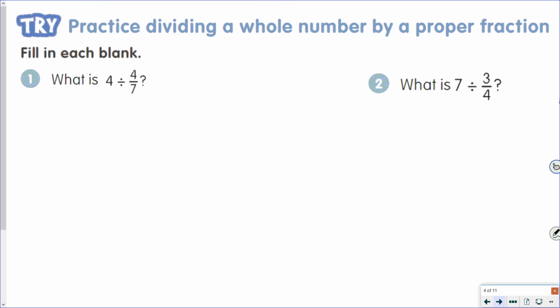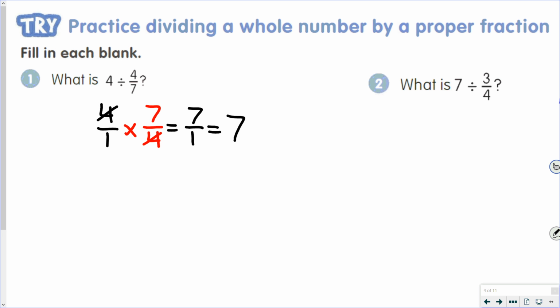We're taking 4 divided by 4/7. So that's going to be 4/1 times 7/4. The 4's would cancel each other out. So we're left with 7/1, which is 7.